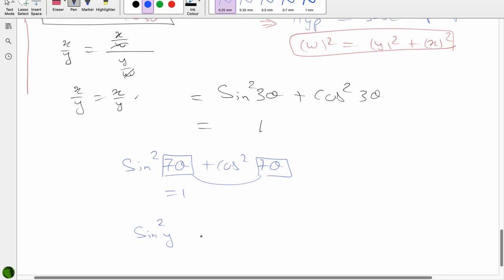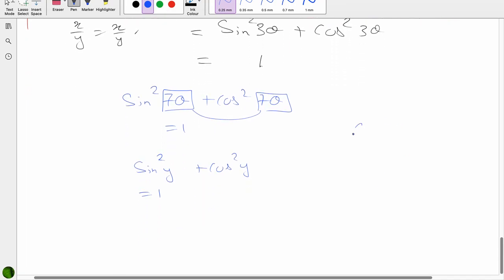Sin square y plus cos square y, then it is something else. Then we'll have a statement in the question of what the examiner expects us to do. For example, you have cos square x plus sin square y. Now this is something else. This is not our identity.